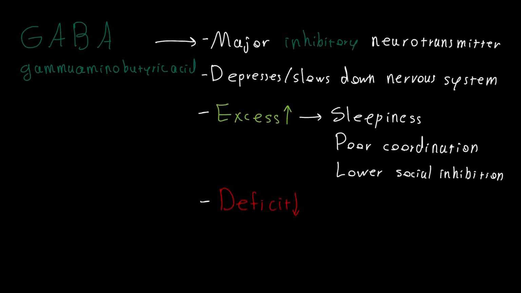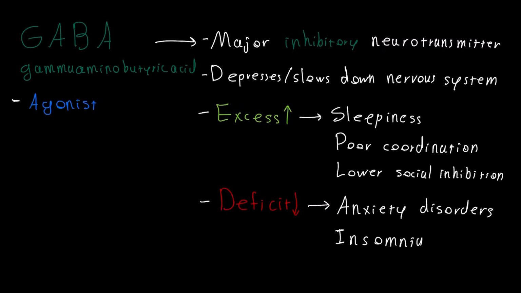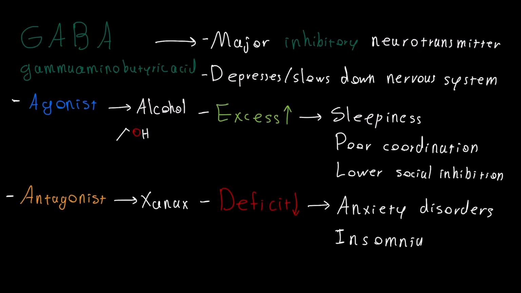A deficit of GABA would cause anxiety disorders and insomnia, which is difficulty staying or falling asleep. An agonist of GABA would be alcohol, and the thing on the bottom I drew was a chemical formula of alcohol. You don't have to memorize that. Antagonists would be Xanax.